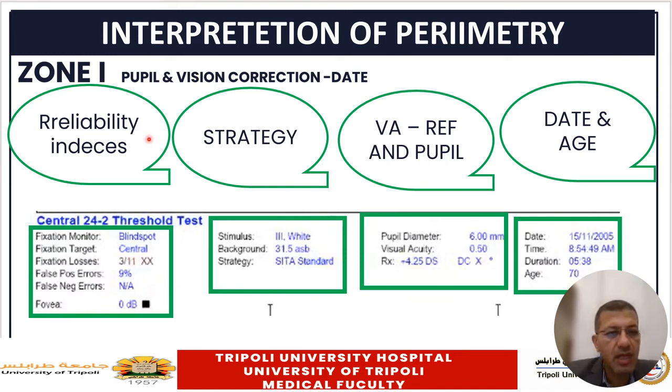So this shows the reliability indices. This box shows the strategy that's used, and then the pupil size and the visual acuity and the refraction, and the date and the age of the patient.